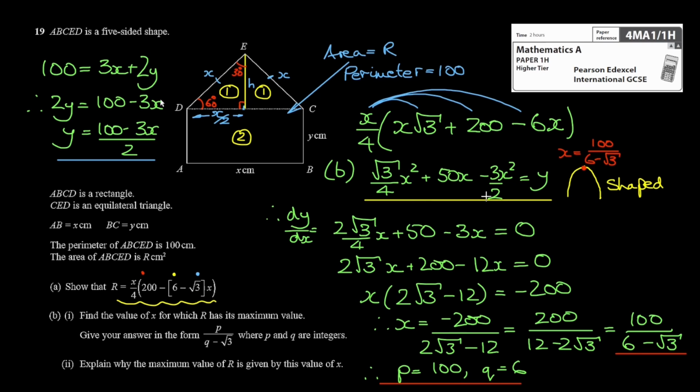So to get your marks, you have to write that down. You've got to basically say that the coefficient of the quadratic here is negative, therefore it's an n-shaped curve, and the point we found, which is the turning point, is a maximum. And that will get you full marks.